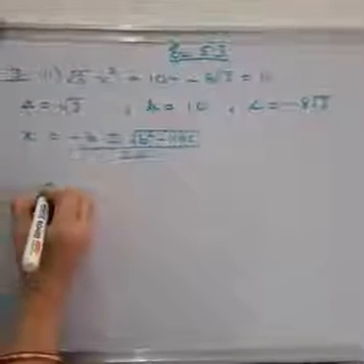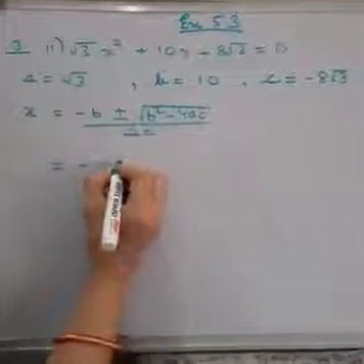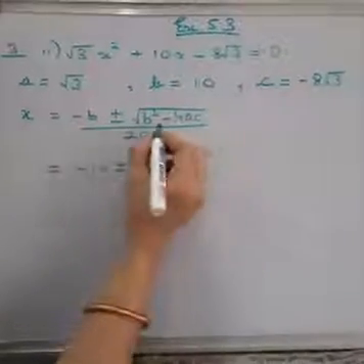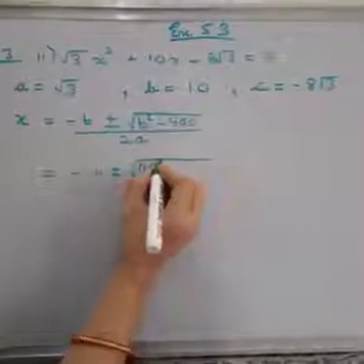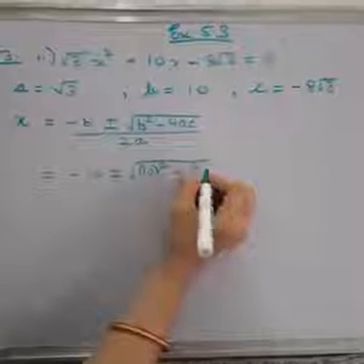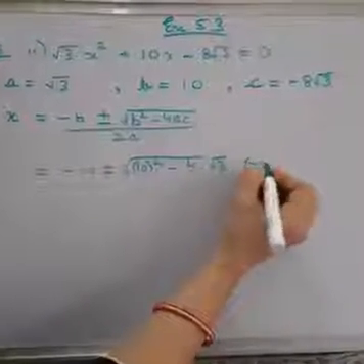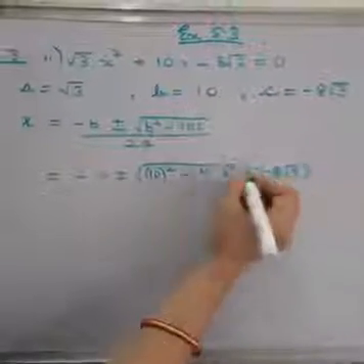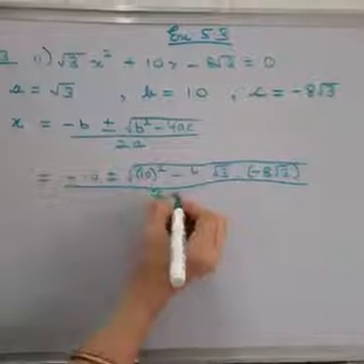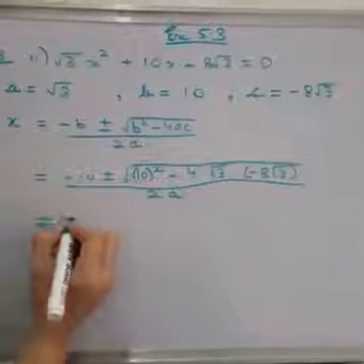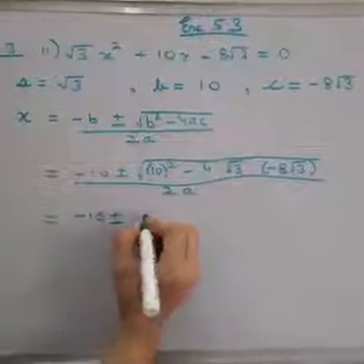So let's substitute the values. So this will give minus 10 plus minus under root b square minus 4ac. That means 10 square minus 4 into a into c, minus 8 root 3, upon 2a.